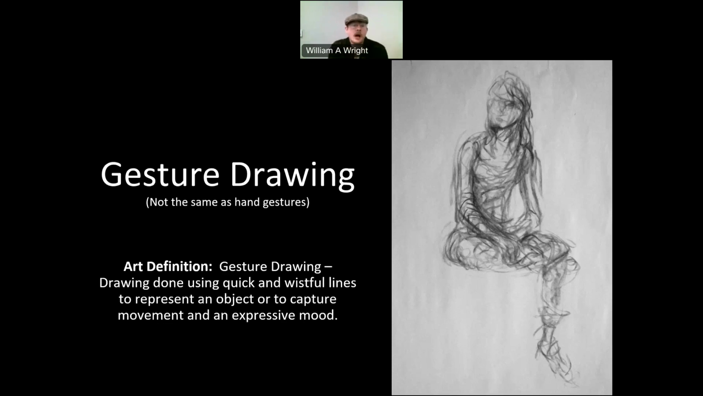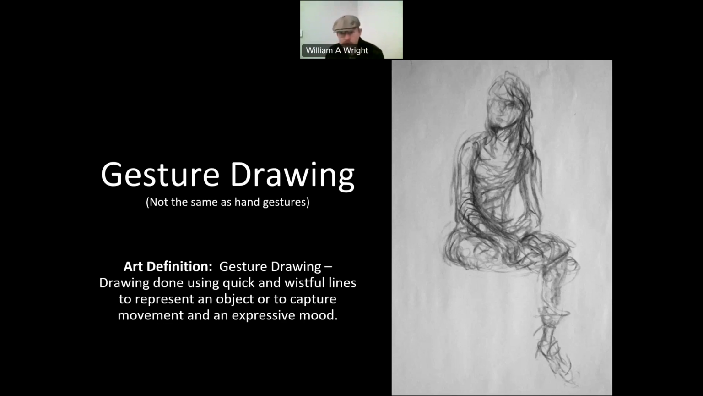Again, they're not the same as hand gestures. There are two purposes that I was always taught for gestures. One is to learn the expressive nature of your way of mark making and get practice and warm up, but it's really just about your way of making quick, wistful, expressive marks. It helps you learn different styles and how to make different marks and how to use line and mass and do different kinds of expressive things.